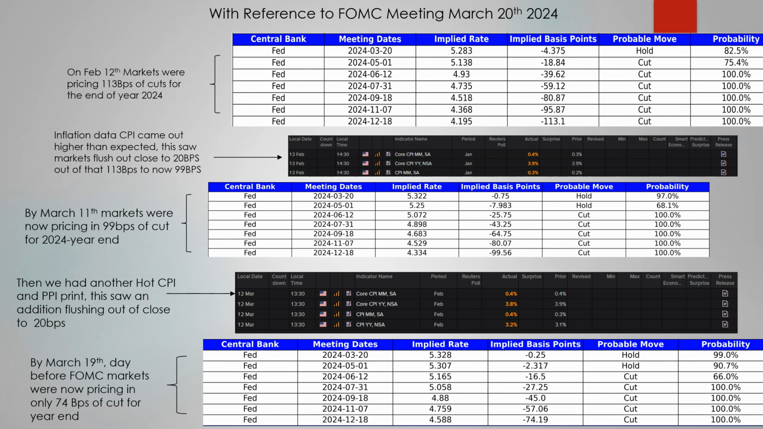So this was the pricing that we were having in February, at the beginning of this year. If we take a look at this, markets were pricing in close to 113 basis points worth of cuts for the ending of this year, which means markets were pricing in three cuts for the Fed this year.